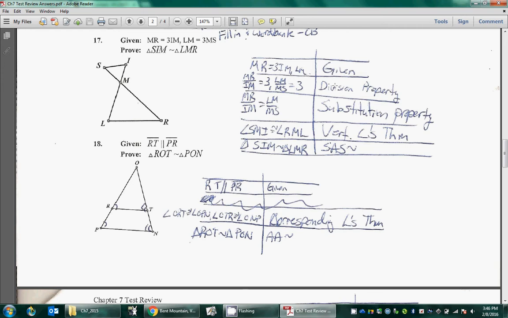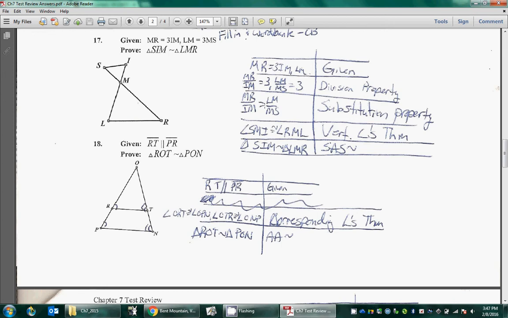Okay, so I divided, so remember that's the division property. I have also called it division property of equality, or division POE. Any of those three works. Now, it's not enough for me to just find those scale factors of 3. I have to check to make sure they're equal. So instead of having MR over IM equals 3, I'm going to plug in LM over MS. Okay? Remember, when you are plugging something in, you are using the substitution property.